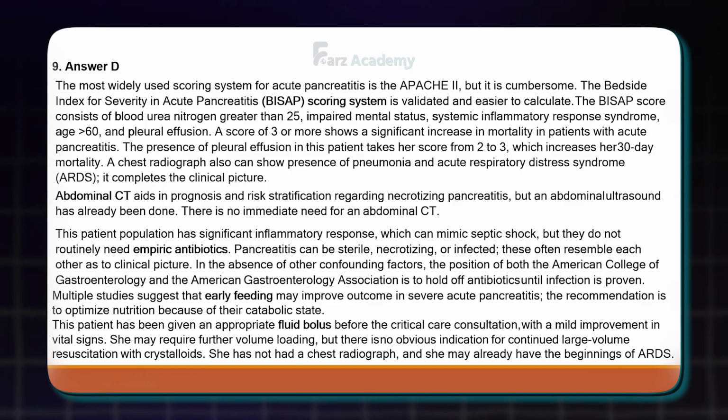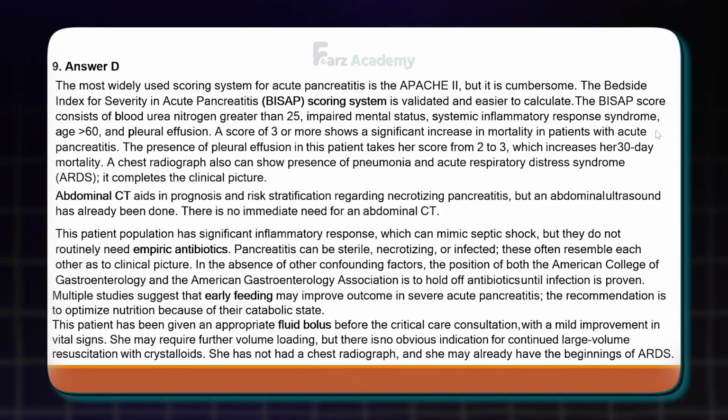So why D is the correct answer. The most widely used scoring system for acute pancreatitis is APACHE II, but it's cumbersome. We don't usually use it. Bedside Index for Severity in Acute Pancreatitis, the BISAP scoring system, is validated and easier to calculate. It consists of blood urea nitrogen greater than 25, impaired mental status, SIRS response, and pleural effusion. The last P, if you see, is pleural effusion. It's one of the parts.